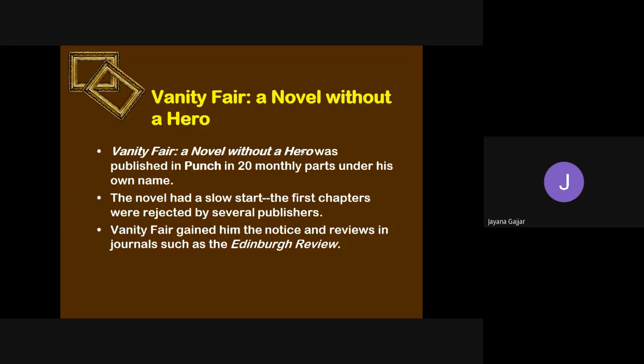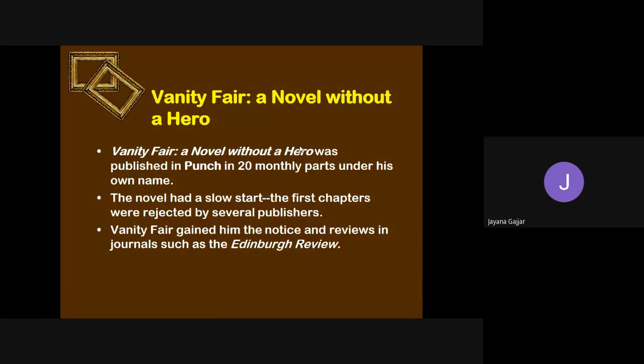Now, initially, Vanity Fair did face some rejection. It was a slow start, and the first chapters were rejected by several publishers, so nobody was happy with it. Later it picked up, to the extent that Vanity Fair gained him notice and reviews in journals such as the Edinburgh Review. This Edinburgh Review was a huge name then, so getting recognition there was something really huge and important for the writers of that era. So it was Vanity Fair that brought him this success.